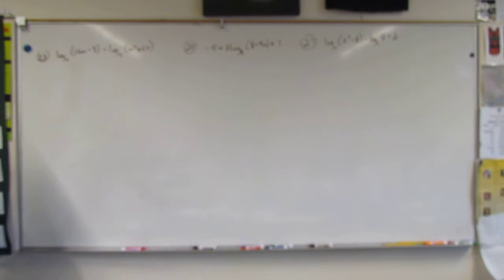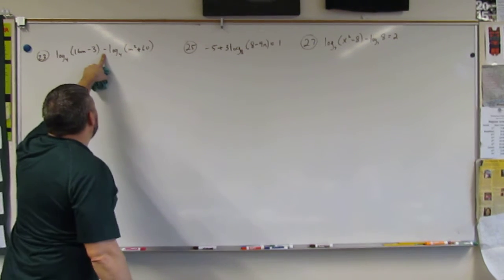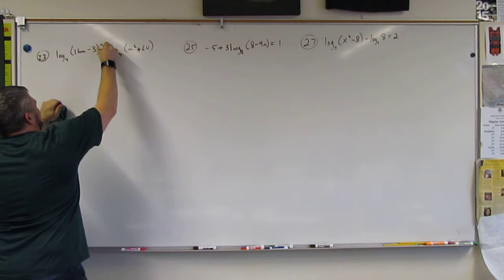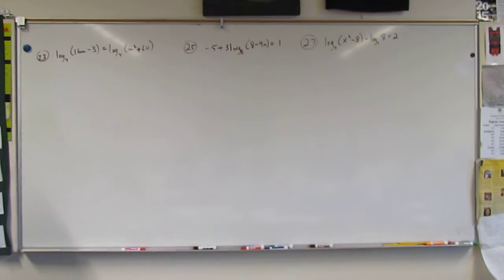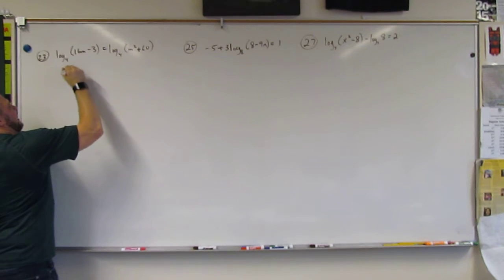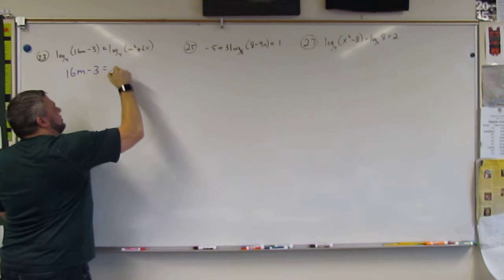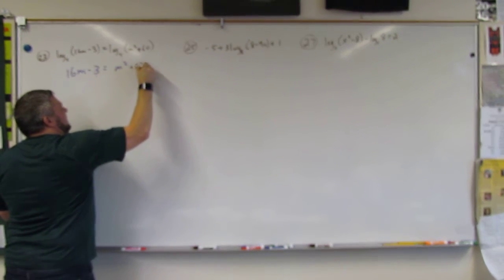Log. So they're gone. Is this equals? That's minus. It should be equals. Yes, equals. It's supposed to be equals. All right, so that means that 16m minus 3 is equal to m squared plus 60.